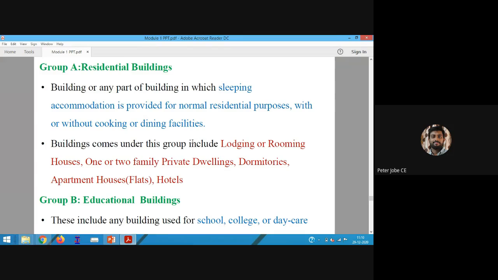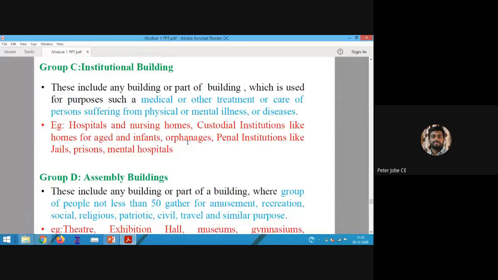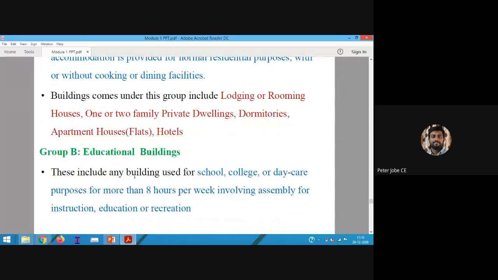We have seen the definition of a residential building. It is not necessarily a private residential house or apartment. Lodges, dormitories, hotels, and hostels can also come under residential buildings. Next, Group B is educational buildings. These include any building used for school, college, or daycare purposes for more than 8 hours per week, involving assembly for instruction, education, or recreation.